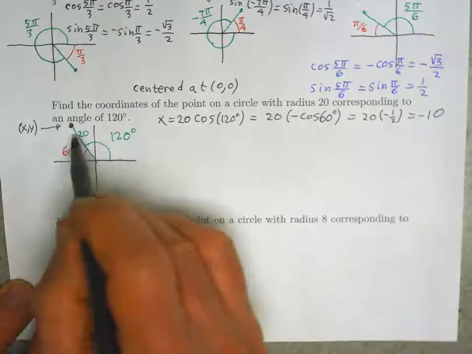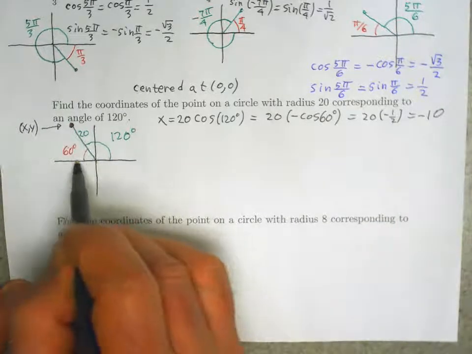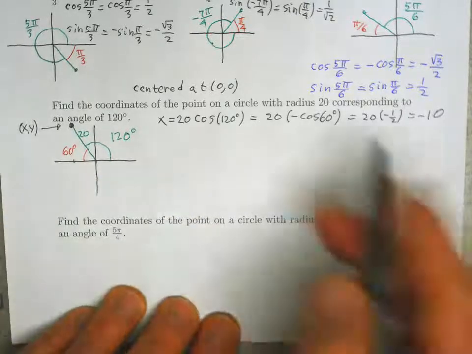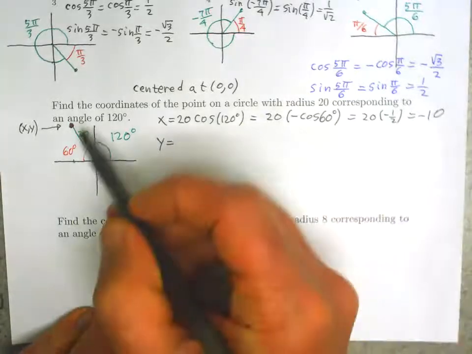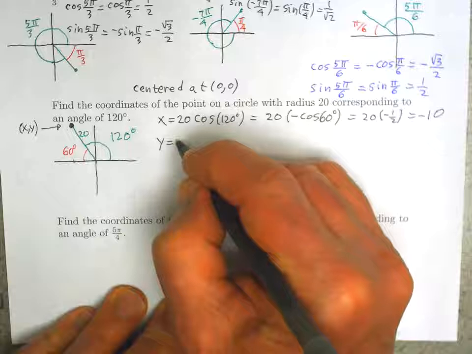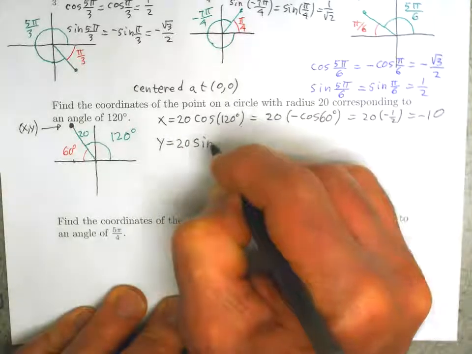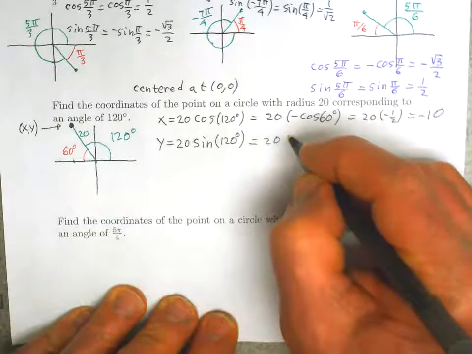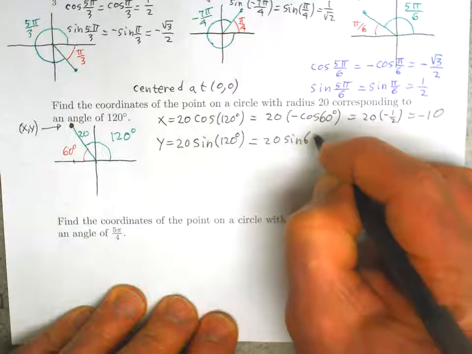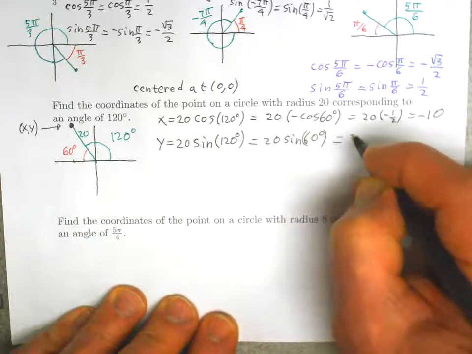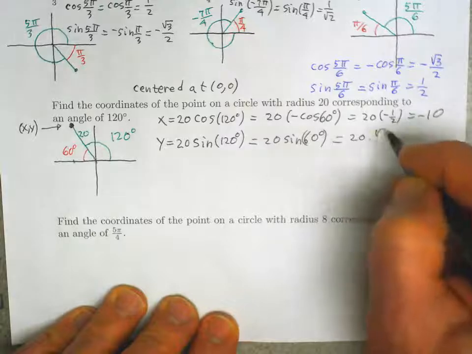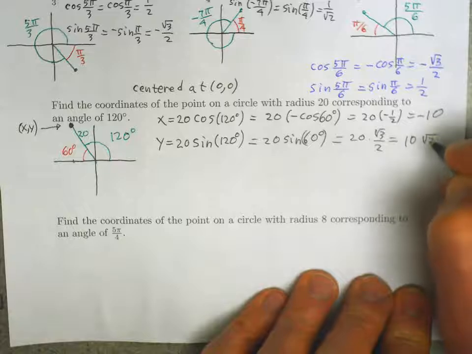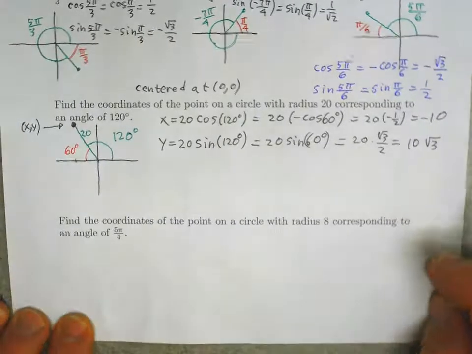And that seems to make sense because this point in the second quadrant has an x coordinate that's negative, and the y coordinate of that point will be positive. So it's 20 times the sine of 120 degrees, or 20 times the sine of the reference angle 60 degrees. And the sine of 60 is the square root of 3 over 2. And this will be 10 times the square root of 3 for the y coordinate.